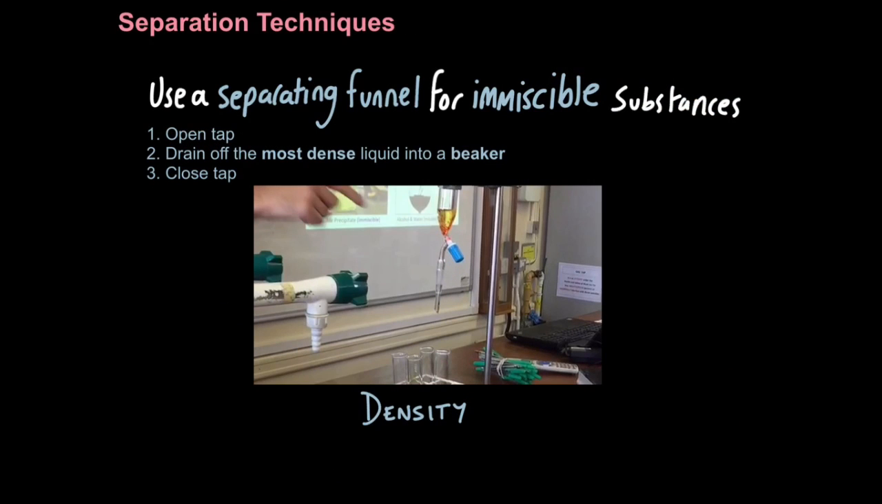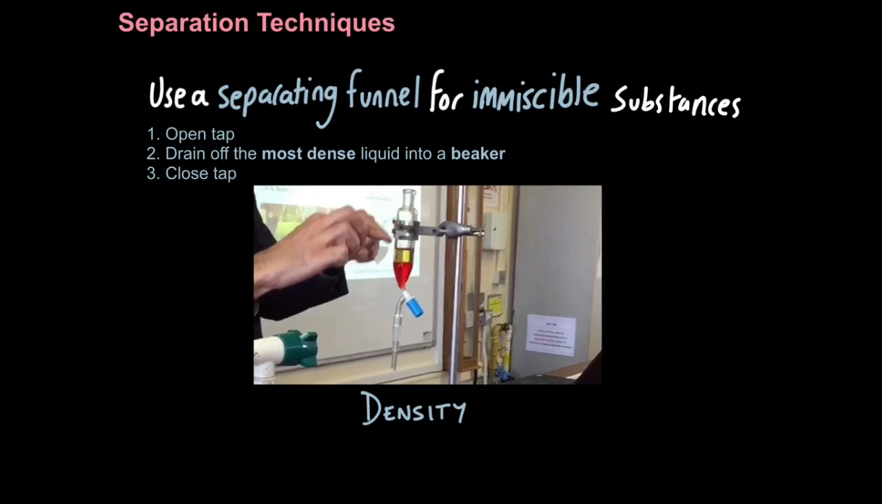The first one is use of a separating funnel to separate immiscible substances such as oil and water. So I've dyed some water here, as you can see, and there's oil which is less dense floating on top. This piece of equipment is called a separating funnel, and it has a little tap here you can open and close. So the method is simple. Open the tap, drain off the most dense liquid into a beaker, so water is more dense, so it'll fall through this tube first, and then close the tap once it's all drained off.